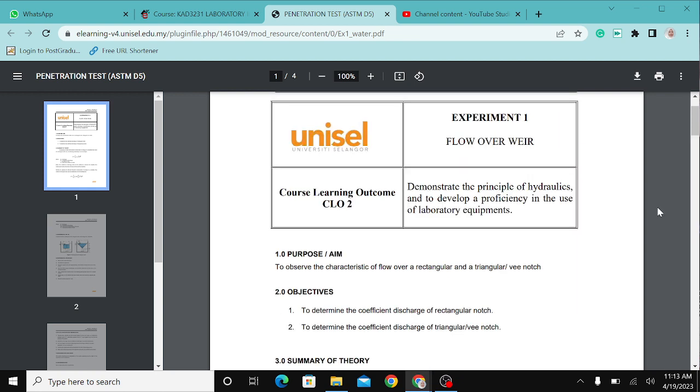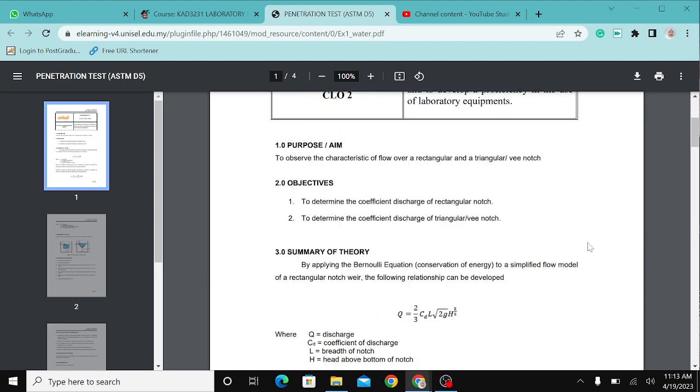We have the experiment flow over weirs. The course outcome is to demonstrate the principle of hydraulics and to develop a proficiency in the use of laboratory experiments. We wanted to see whether students can observe the characteristic of flow over a rectangular and a triangular V-notch. There are two sub-objectives for this experiment.